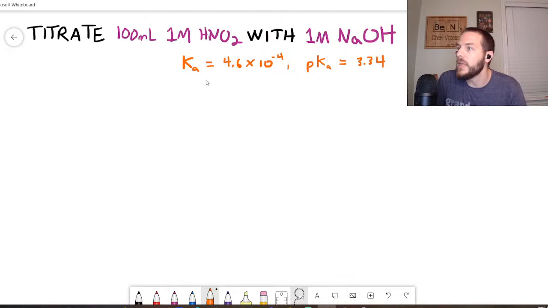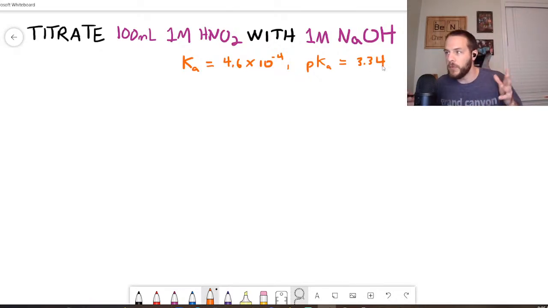Now, for convenience sake, I've provided both the Ka and the pKa. Ka, again, that's the acid dissociation constant. It's basically the equilibrium that describes the strength of this weak acid here, 4.6 times 10 to the minus 4. And then to get the pKa of that, all you do is take the negative logarithm of it, which I've done here. The pKa of nitrous acid is 3.34.